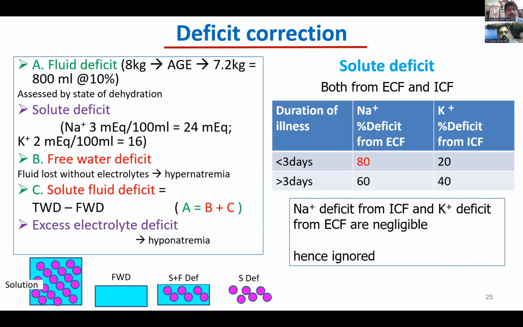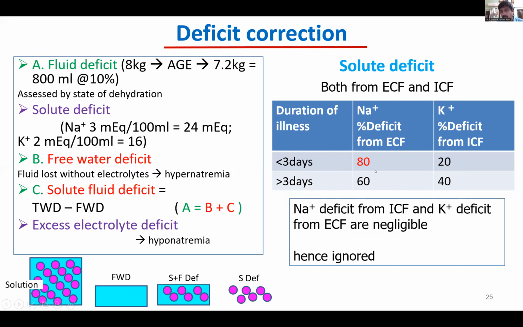So next, how is this deficit fluid, what has been lost? The child has lost in diarrhea maybe some free water only, maybe some free sodium only, and maybe sodium mixed with water. So the three compartments have to be addressed well. So there can be a free water deficit, there can be an excess sodium or electrolyte deficit, there can be a sodium plus water mix, that is a solute fluid deficit. So how to calculate? Find the importance of 2 days versus more than 2 days, because whenever it is acute, only 80% of the ECF has been lost.